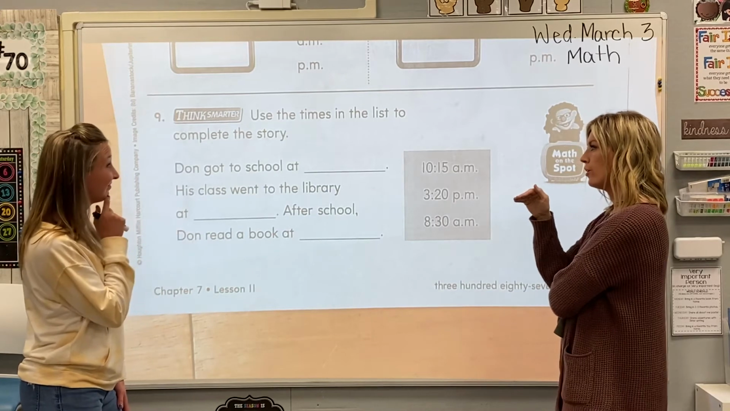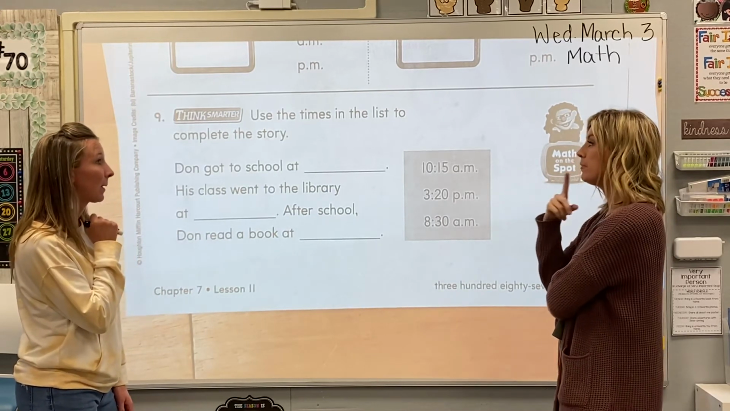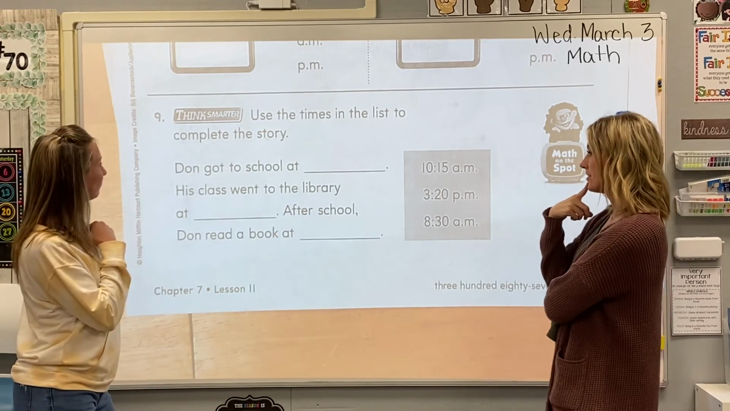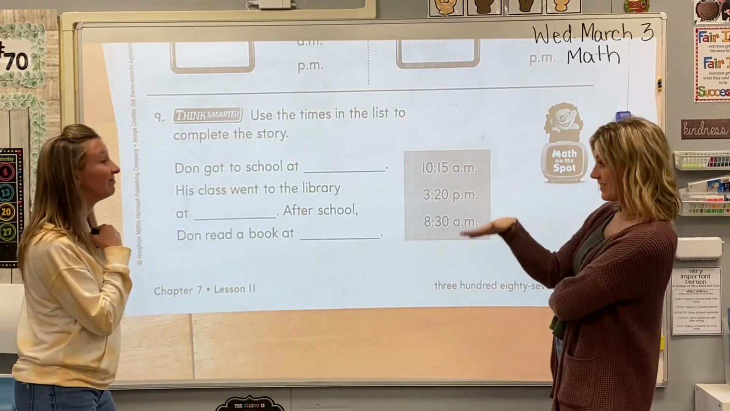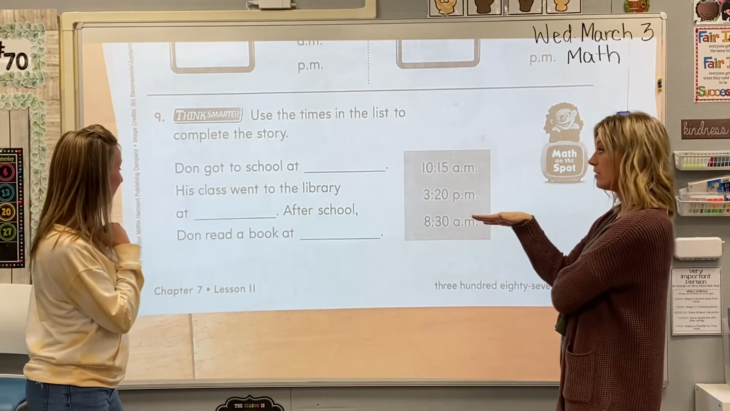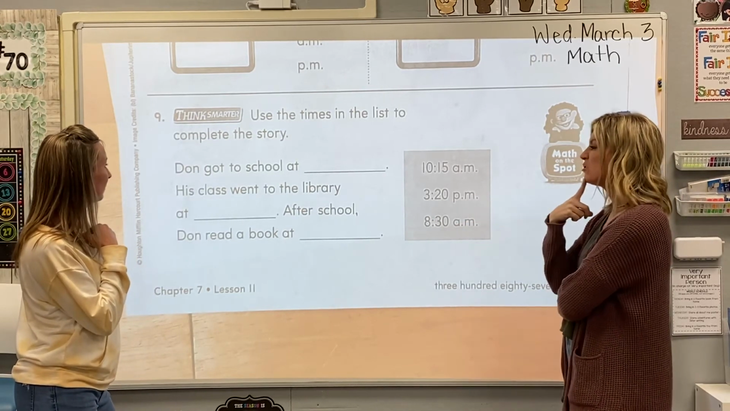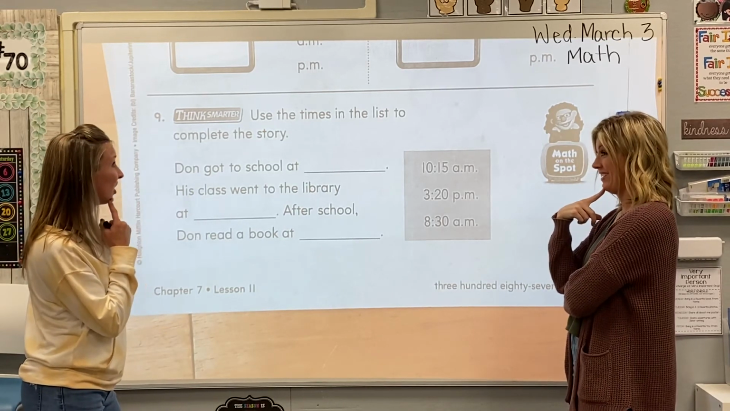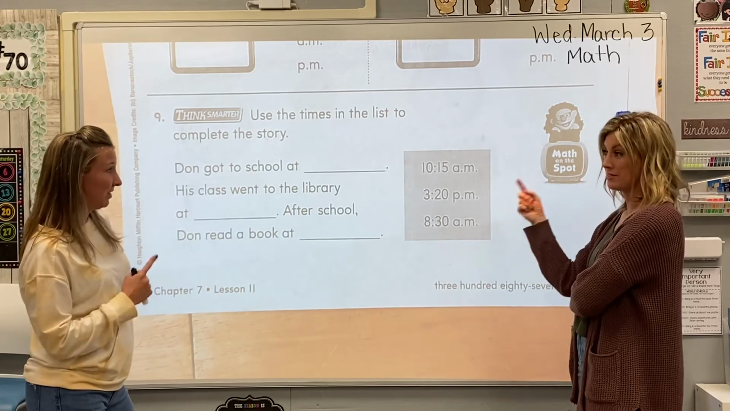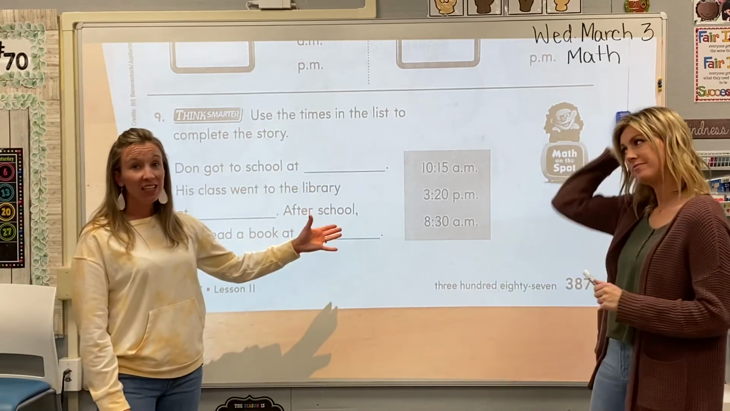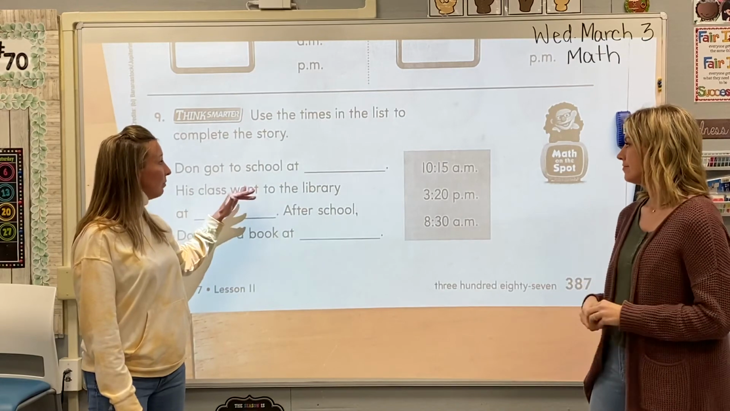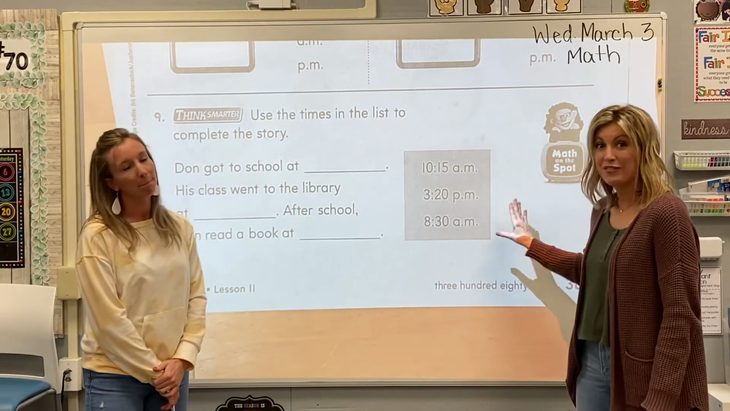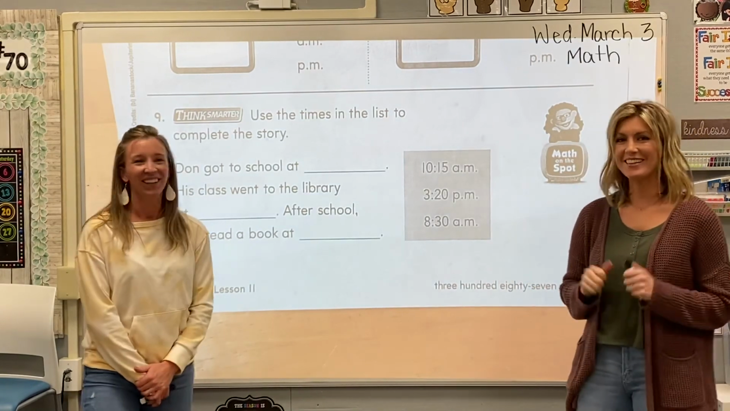So he gets to school in the morning, it probably needs to be the earliest time in the morning, right? And then when he goes to the library, it's going to be a time in the morning after he's gotten to school. And then after school is usually not AM, it's usually PM. All right, those are a lot of hints. I think you guys will be able to do this. So just take a look at those times closely and keep them in order from the morning to the middle of the morning to afternoon. And hint, they're not in order right now. You have to unscramble them and put them in order. Good luck, guys. You can do it.